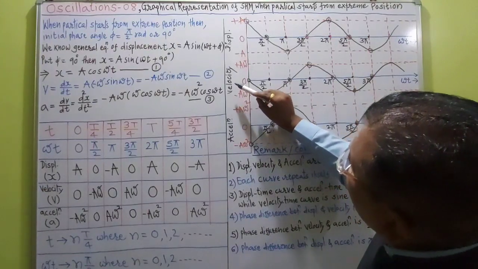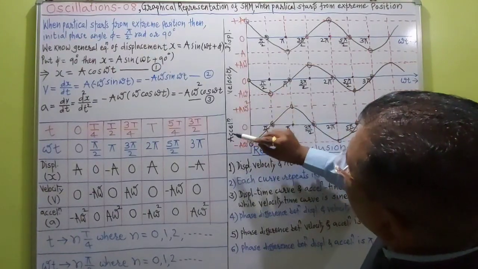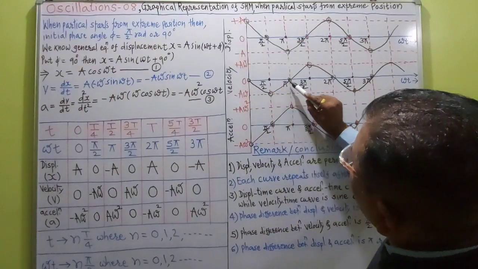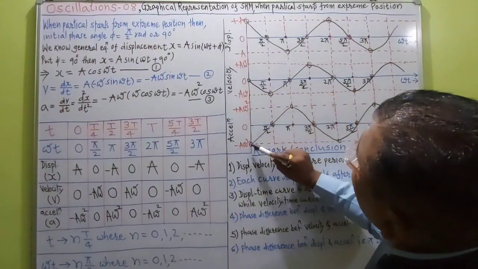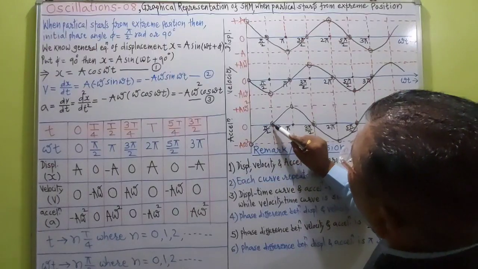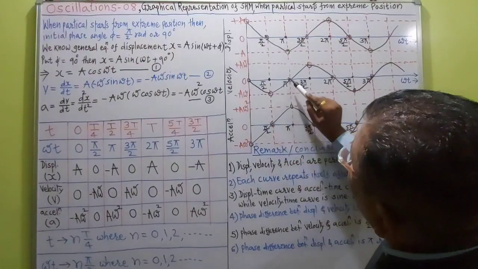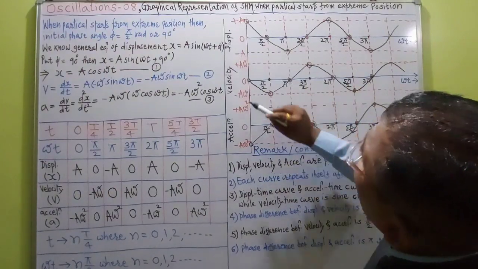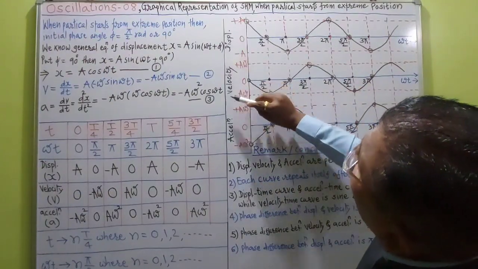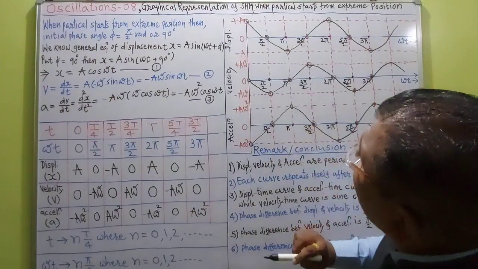Then calculate the phase difference between velocity and acceleration. Velocity touches the x-axis at first at pi. Acceleration touches the x-axis at first at pi by 2. Again the difference between the two is pi minus pi by 2, which is pi by 2. So the phase difference between velocity and acceleration is also pi by 2.